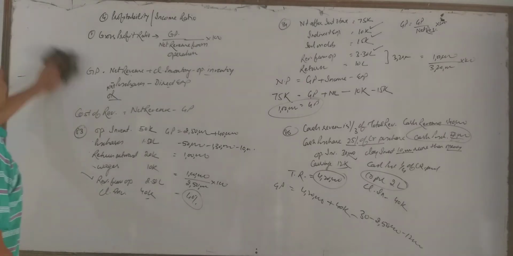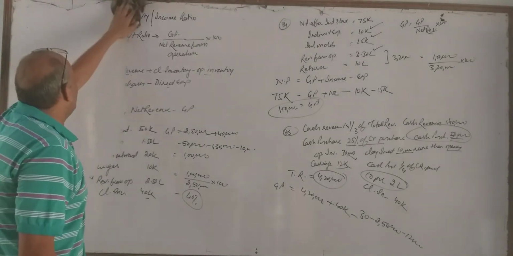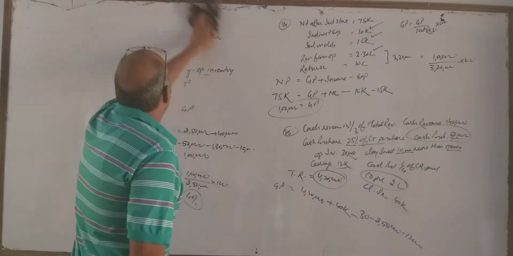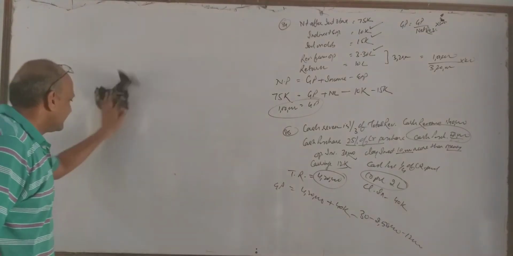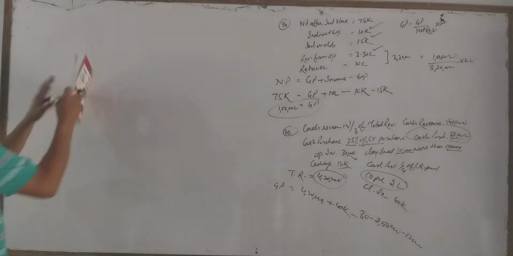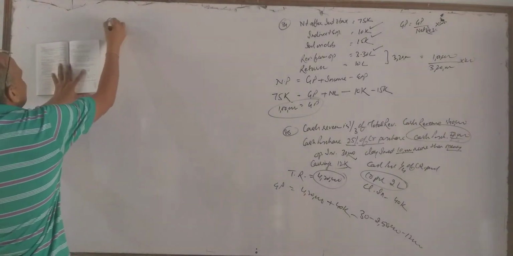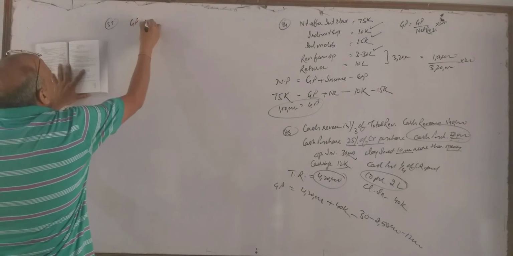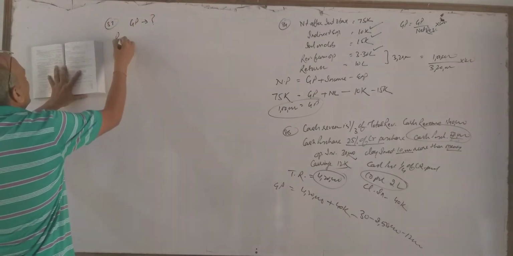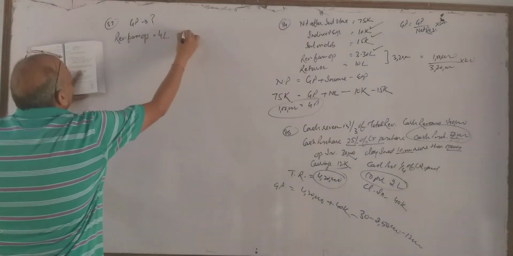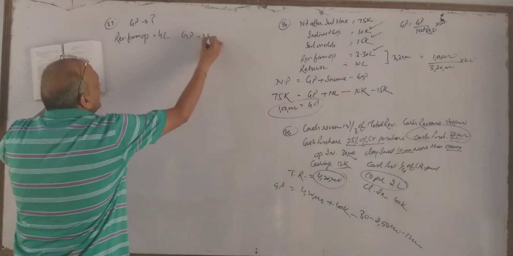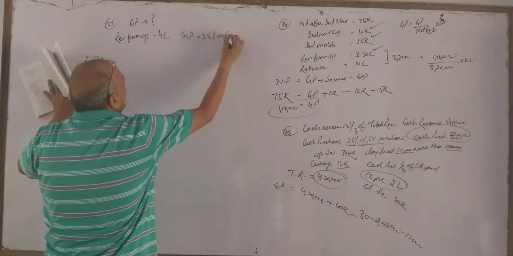Let us do one more sum here on the same topic. Gross profit ratios. Sums are not that tough as it seems. Now I am going to do sum number 87. Sum number 87. Sum says: find GP ratio if revenue from operation is 4 lakh and gross profit is 25% on cost.